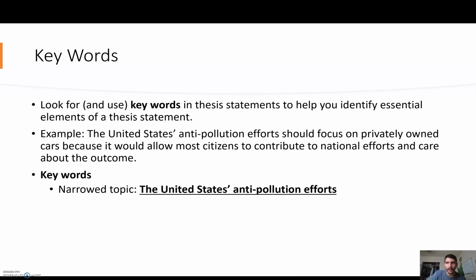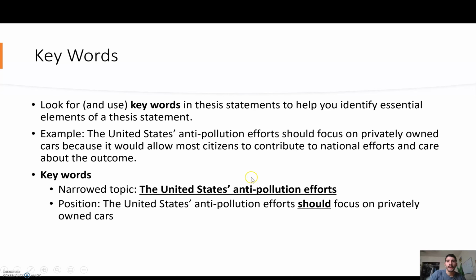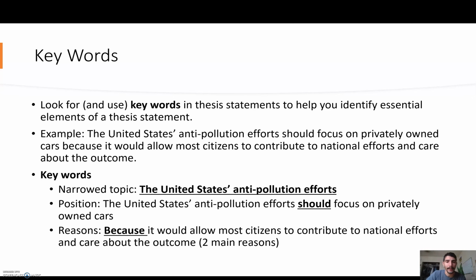Now, how do we know the opinion? Well, we have to look for the key words that stand out here. So the key word here is should. It's one word, should. It should focus on this area. That's how we know that the writer wants us to focus on that specific area of the topic. And the reasons are pointed to us because of the word because. It's a transitional word that lets us know that, because of this, for these reasons, we should focus on that.